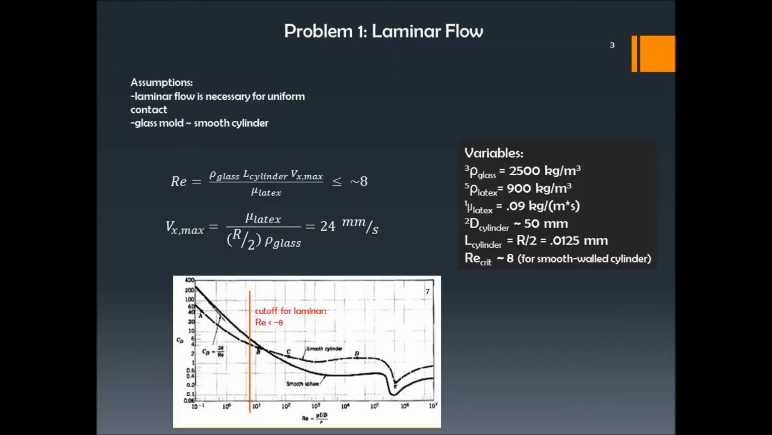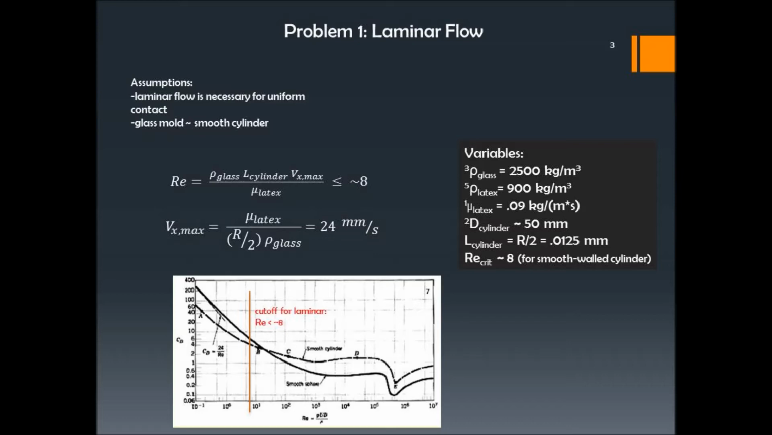Let's tackle the problem of laminar flow. There are two main assumptions we made. One, the laminar flow is in fact necessary for uniform contact, and the other that our glass mold is essentially a smooth cylinder passing through this bath. So Reynolds number is a measurement of whether or not the flow will be turbulent or laminar. And we want laminar, which just means smooth flow right around the cylinder.